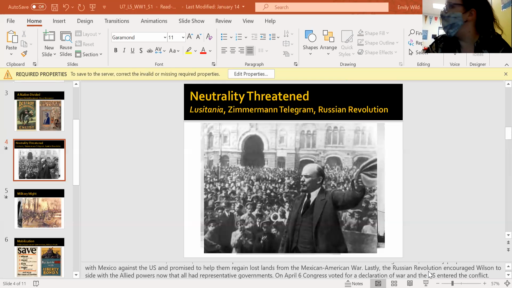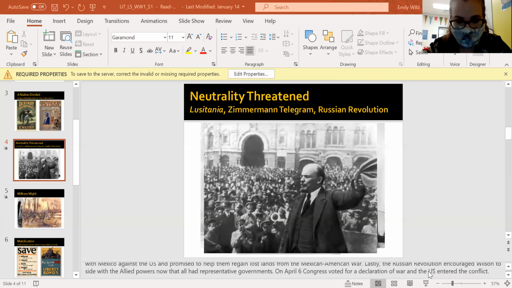And finally, the last major cause that threatened American neutrality is the Russian Revolution. As we know, America has a history of not liking communism. And so when the communists take over Russia, the United States was encouraged to align against Russia.